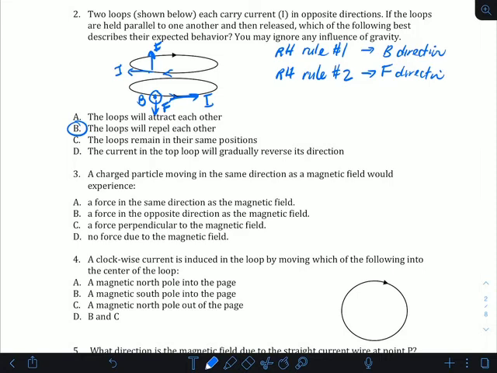Question 3, a charged particle moving in the same direction as a magnetic field would experience, and we have different directions of forces. So here we have a charge that's moving in this direction, and we have a magnetic field also in that direction. So remember that the force is equal to QVB sine theta. In this case, theta goes to 0, so that means force is equal to the sine of 0, which is 0. So there's no force due to the magnetic field.